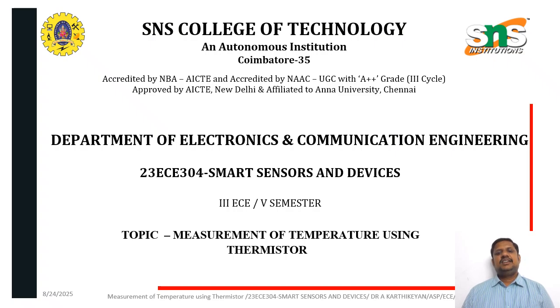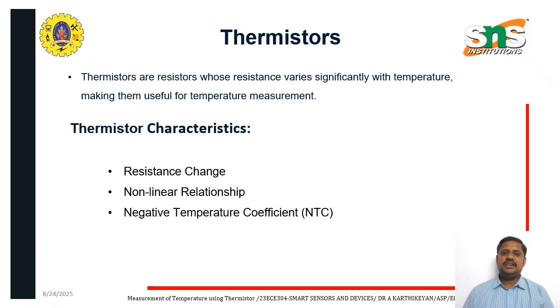Hi everybody. Next we are going to discuss the measurement of temperature using a thermistor. So you know the meaning of thermistor. A thermistor is a device whose resistance value changes significantly with temperature, so we can use that resistance value to measure the temperature level. That is called a thermistor.